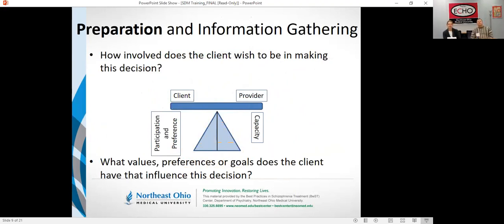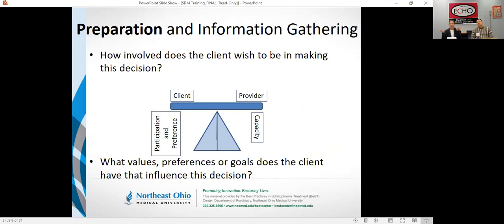In the preparation and information gathering, one of the first questions to ask is, how involved does the client wish to be in this process in making the decision? If it's related to medications, is this an individual who really defers to the healthcare provider and thinks, whatever you think is best, that's what I'll go with? Or is this someone who wants to be a little bit more engaged in the process overall? Do they want to talk through the options and really think about it and evaluate it to weigh in a little bit more heavily? You can see the balance there in the middle.